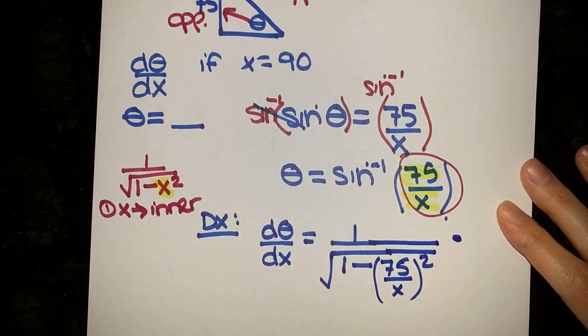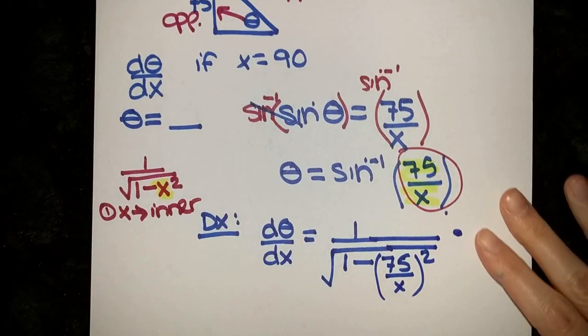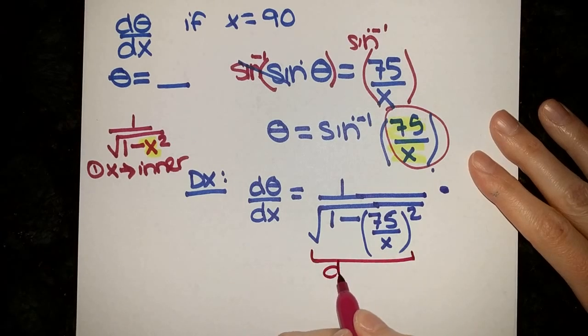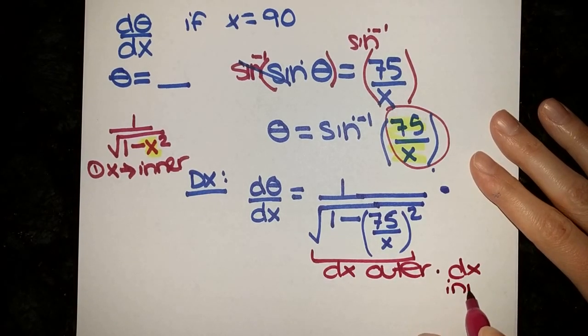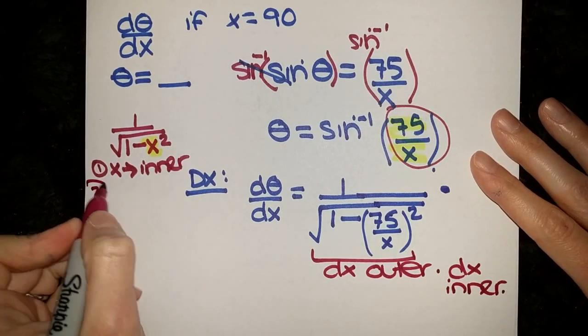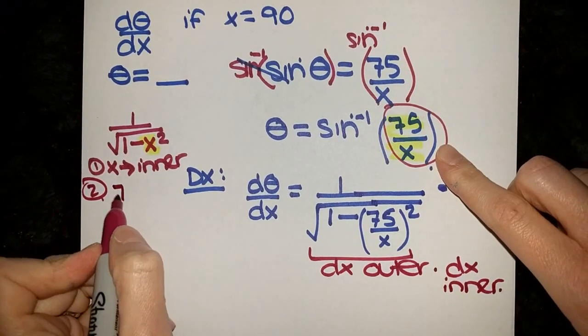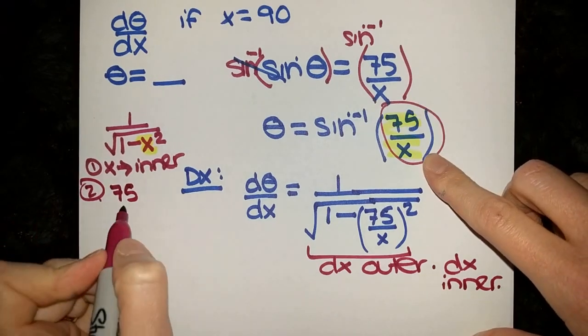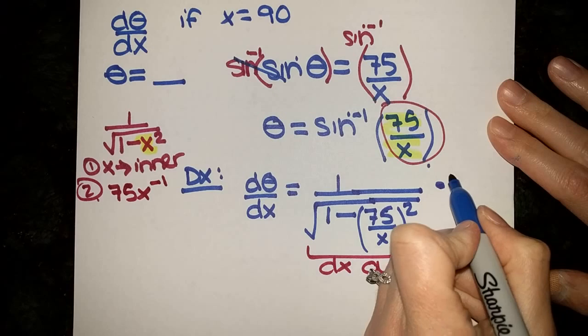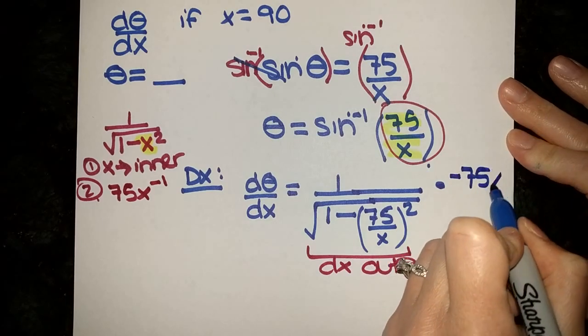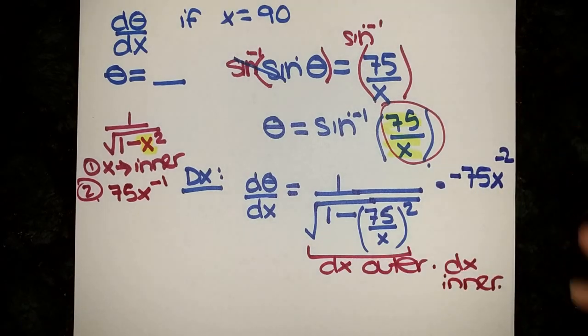Then we multiply that. So again, this function right here, so to speak, is our derivative of our outer. And then we multiply that by the derivative of our inner. And if you think about taking the derivative of the inner, you would want to rewrite the 75 over x as 75x to the negative 1. So we bring down the negative. We have negative 75x to the negative 2.